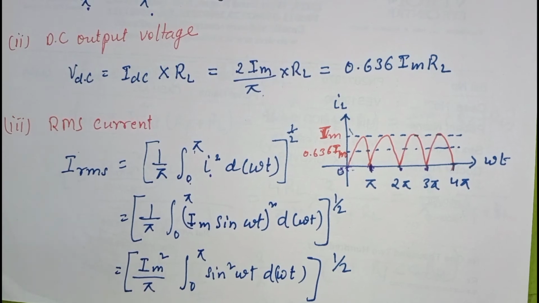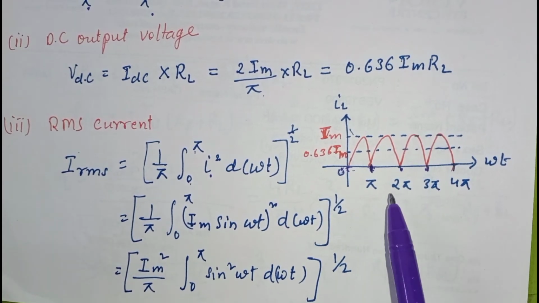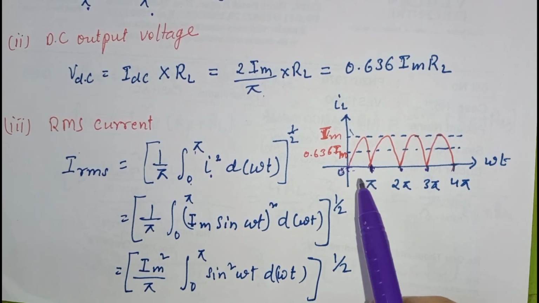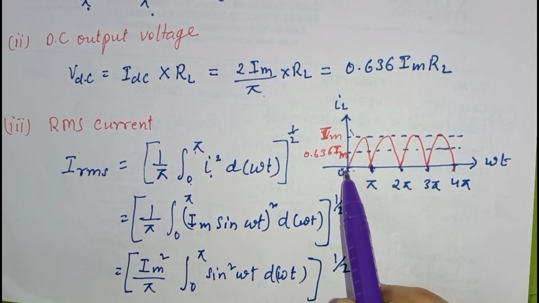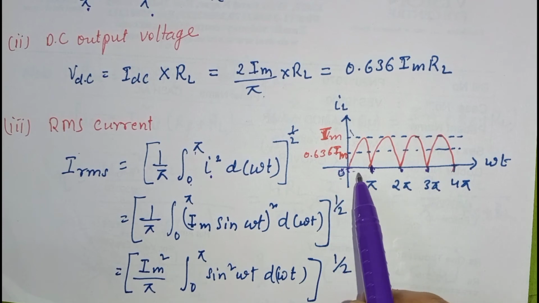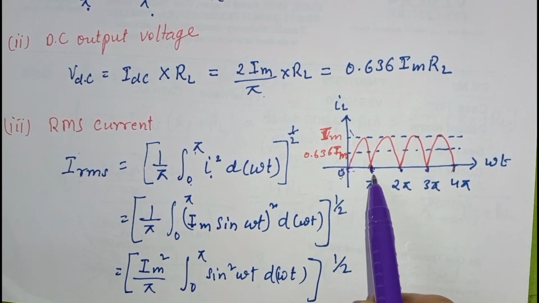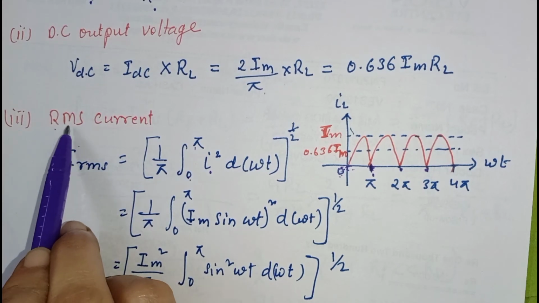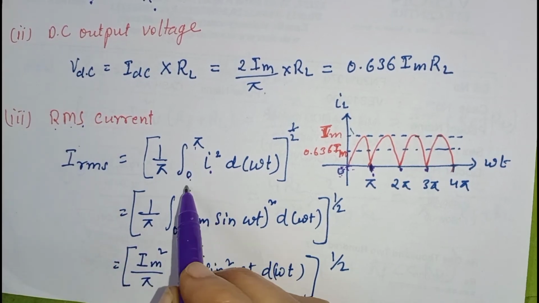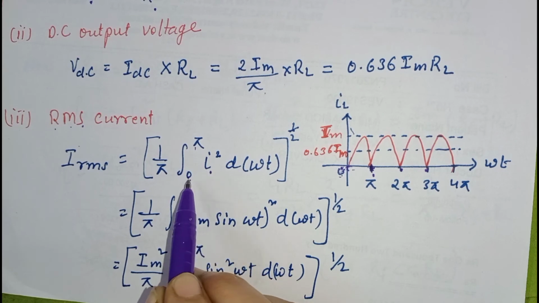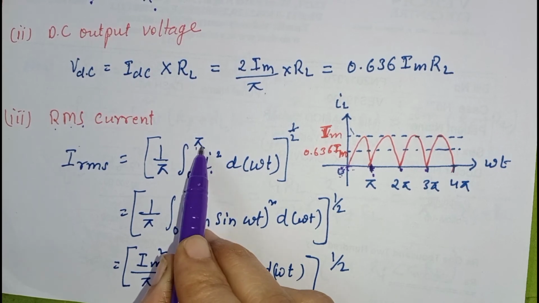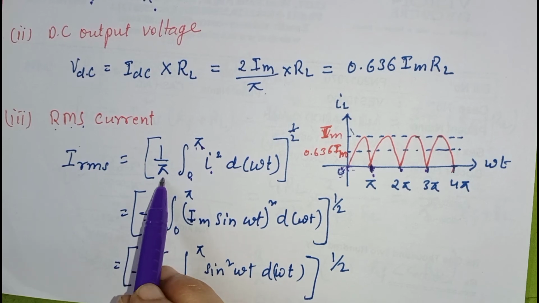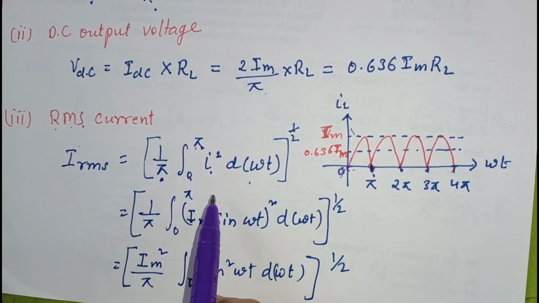Now we will find the RMS value of the current. This is the load current or the output current that is flowing in RL. As we can see, this is the same throughout. So the period of this wave is 0 to pi. Now to calculate the RMS value, the root mean square value, we will integrate the square of the current over the period 0 to 2 pi and then divide by this period. So this is the mean value.